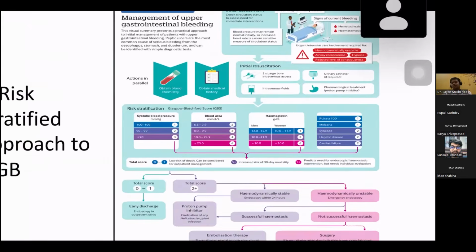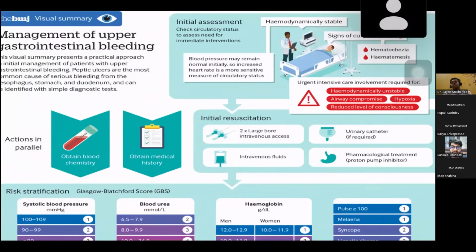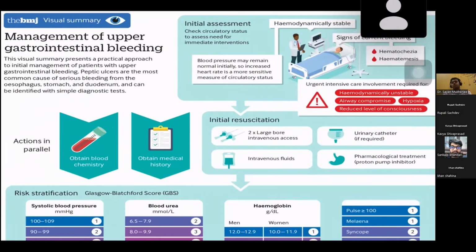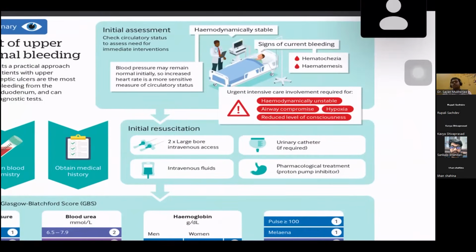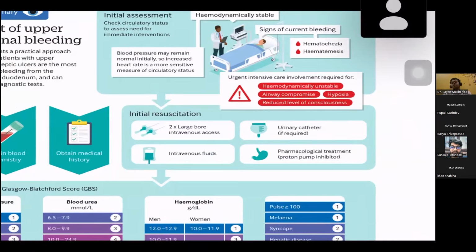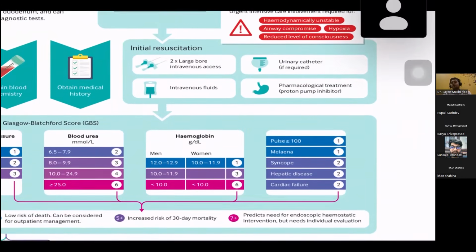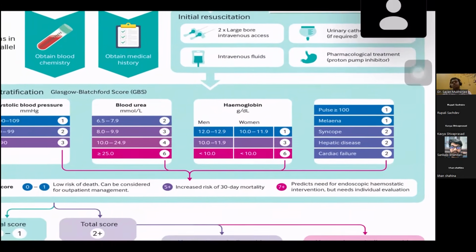And this is something you don't need to cover in detail, but I've just added it because it shows a risk stratified approach. So basically, it's the same thing. If you go through it, it's basically the same thing that they have told you: insert cannulas, fluids, blood, then proton pump inhibitors.